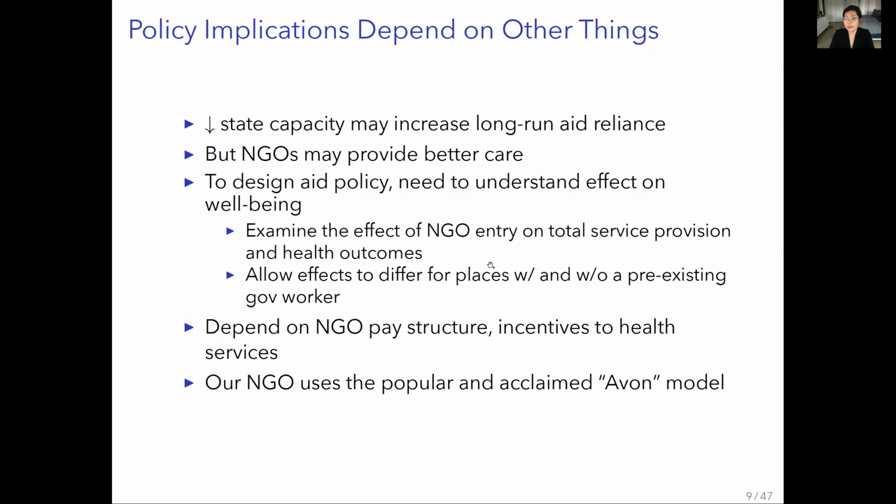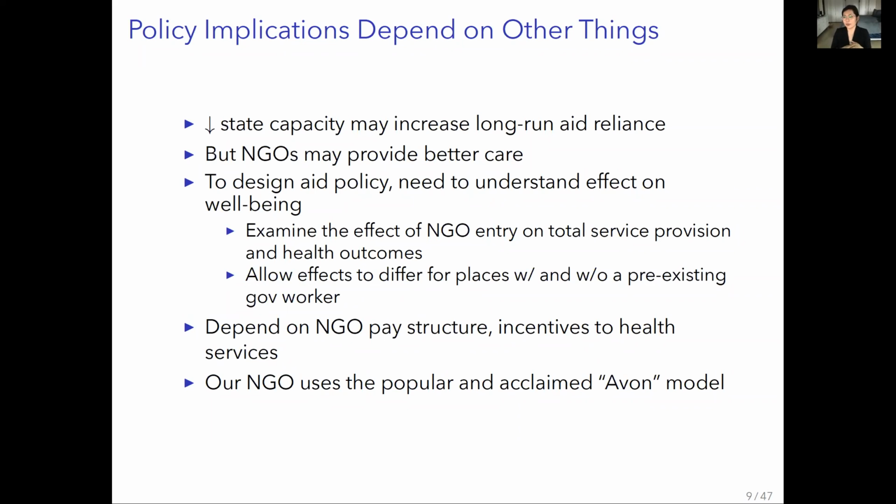Now, what are the policy implications? Well, the policy implications really depend on a lot of stuff. We can't just say, oh, because NGO entry reduces state capacity, then it's bad and we shouldn't let NGOs in, right? I mean, we have to take a step back. Why do NGOs enter in the first place? They enter because these places are very, very poor, and this is an area with one of the highest infant mortality rates in the world.